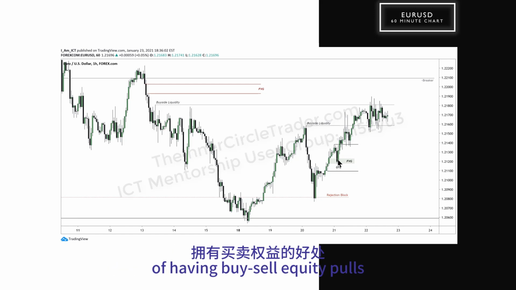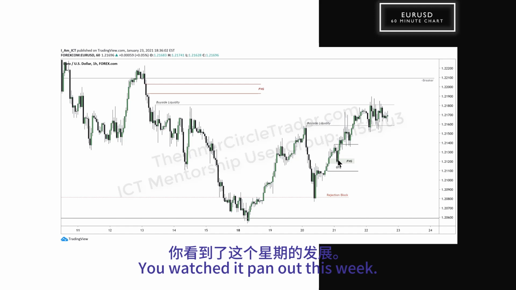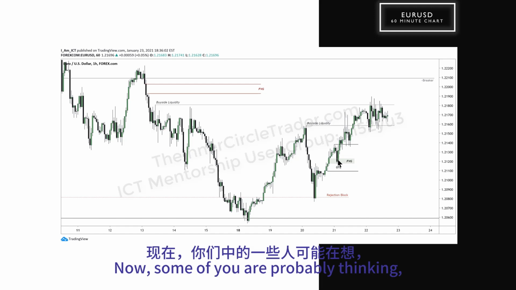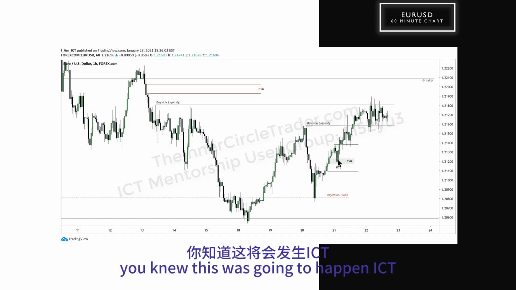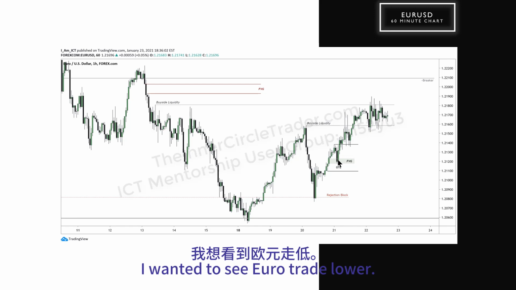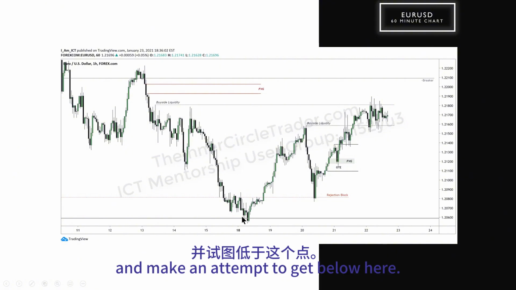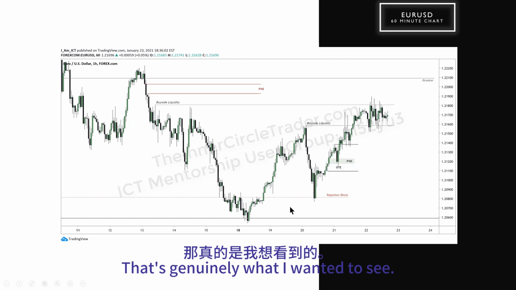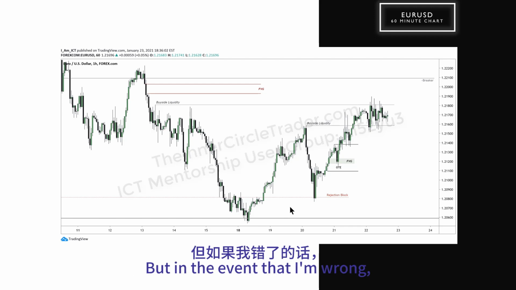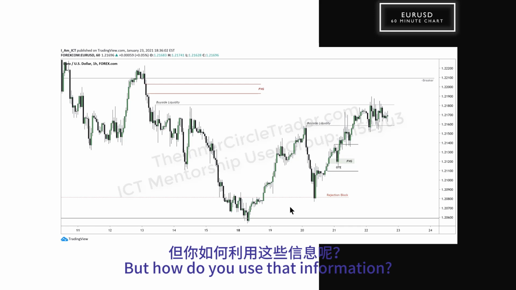So what's the benefit of having buy side liquidity pools identified on your chart, even when you're bearish? You just saw it. You watched it pan out this week. Now, some of you are probably thinking, oh, you knew this was going to happen, ICT, and you're just doing this as a teaching tool. No, I genuinely wanted to see Euro trade lower. I wanted to see it erode this and get through that discount array and make an attempt to get below here. That's genuinely what I wanted to see. But in the event that I'm wrong, that's okay. You're going to see me get it wrong again. It's going to happen.